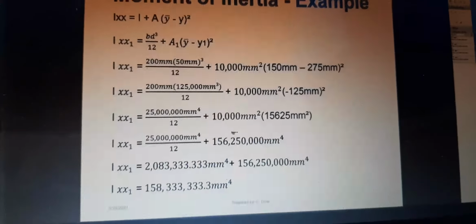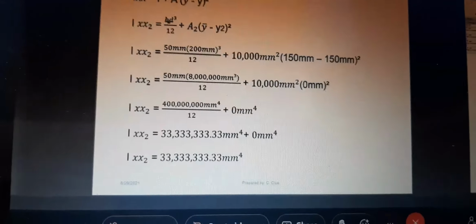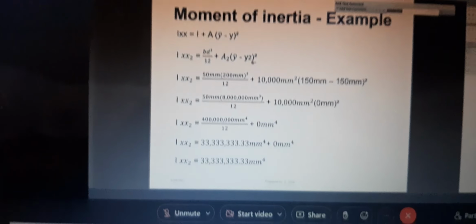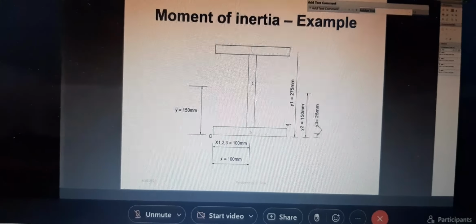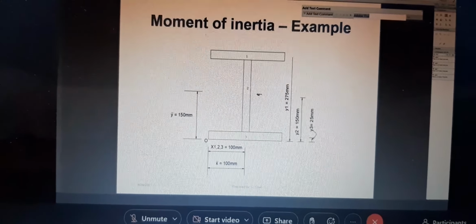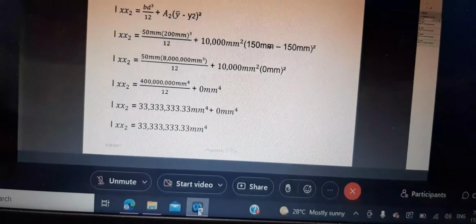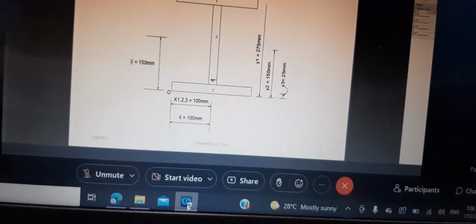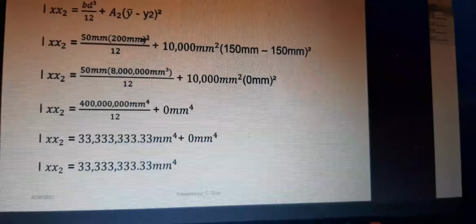So this is just 1. Now this is section 2. Look at it. Same formula, BD cubed over 12, but this is now area 2. And now you're going to put in Y2. So let's look at where that Y2 is coming from. This is section 2. You'll see from the base, that is where the Y2 came from. So that's why we're using the 150 right here. Where 50 is the base, look, 50 right across here. And the depth of it right here is what? 200. So it's 200 cubed.